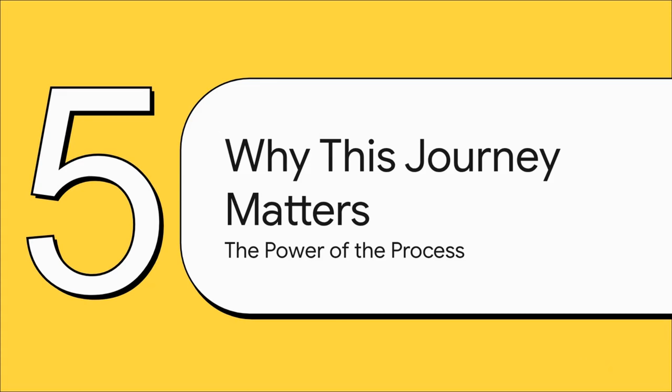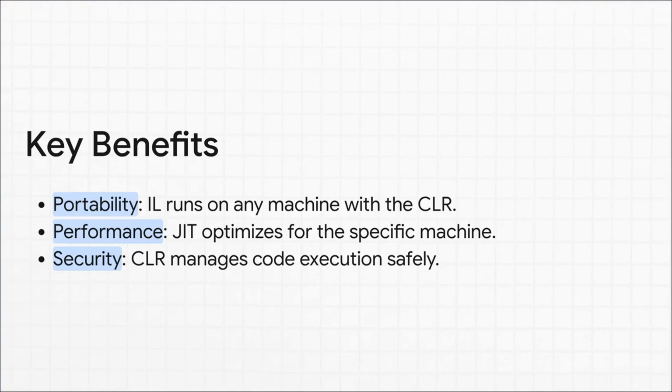So let's take a step back. We've followed this code from a high-level language to an intermediate one, and finally all the way down to machine code. That seems like a lot of hoops to jump through, doesn't it? But here's the thing. This complexity isn't an accident. It's actually the secret to the platform's incredible power and flexibility. And here's the payoff for all that work. First up, portability. Because the code starts as IL, it can run on any machine, as long as it has the CLR installed. Second, you get fantastic performance, because that JIT compiler optimizes the code specifically for the hardware it's on. And finally, you get rock-solid security, because the CLR is managing the whole show safely in the background.